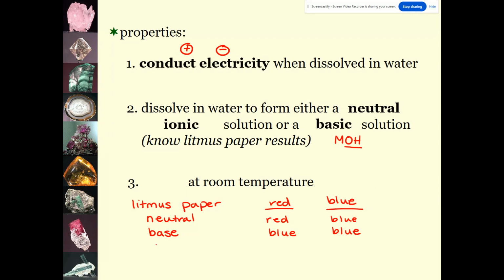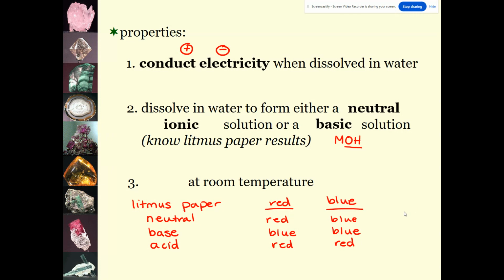Okay? Now, acids, if we look at the results on litmus paper, the red stays red and the blue turns red. So that's how you can identify something as an acid. And today we are going to review acids and, sorry, not today, the next lesson we'll review acids and how to tell if it's an acid and their formulas.